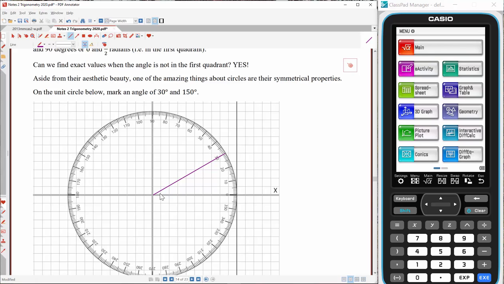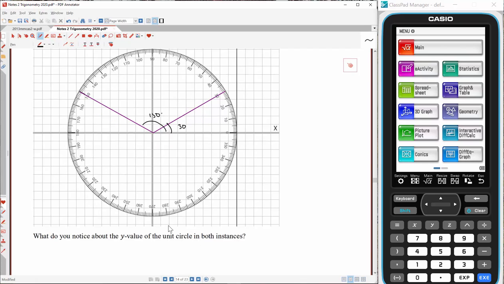There's 30, and here is 150. What do you notice about the y value of the unit circle in both instances?